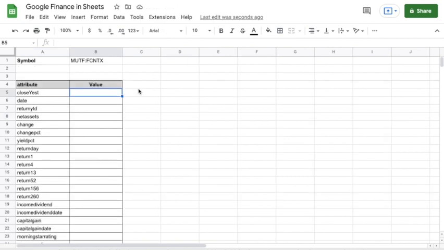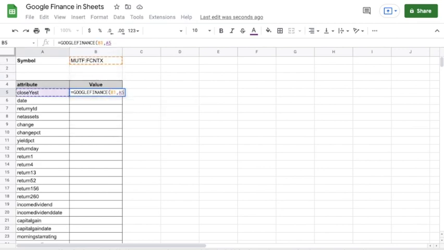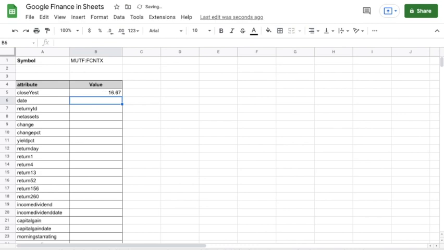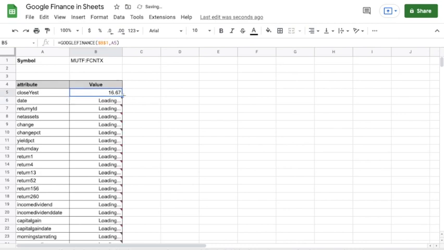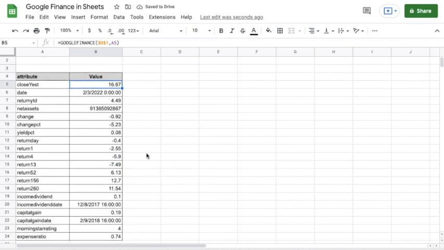So similar to the stocks, we can also understand the real-time attributes of a particular mutual fund. Let's take one of the Fidelity funds for our example, and we'll again use the Google Finance function, the ticker, and the value that we want to measure. So this gives us yesterday's closing price of a particular mutual fund, and if I just fill the values, I'll get all the other attributes of this particular mutual fund.